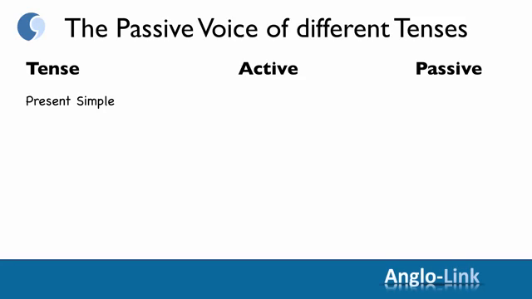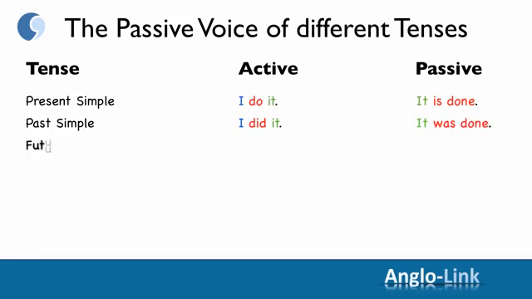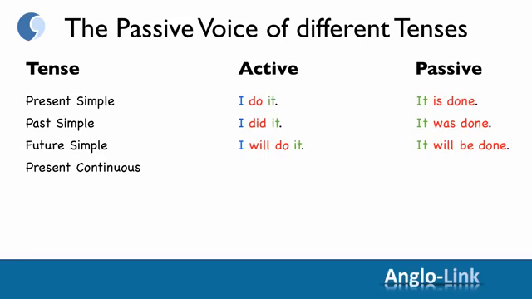Present simple. Active, I do it. Passive, it's done. Past simple, I did it. It was done. Future simple, I will do it. It will be done. Present continuous, I am doing it. It is being done.